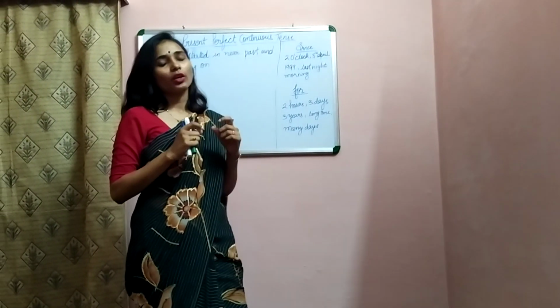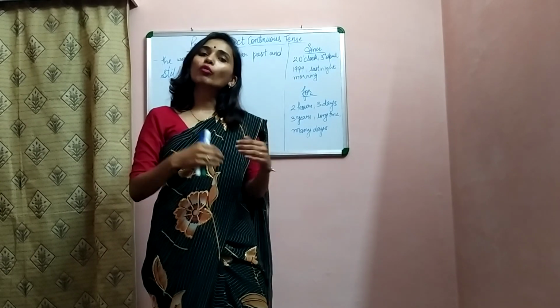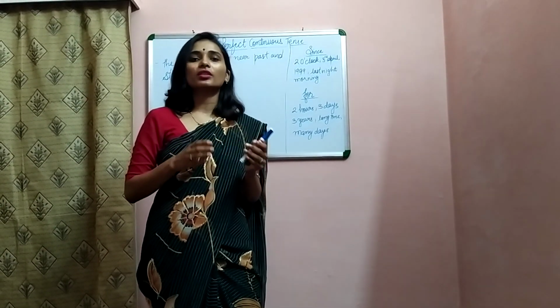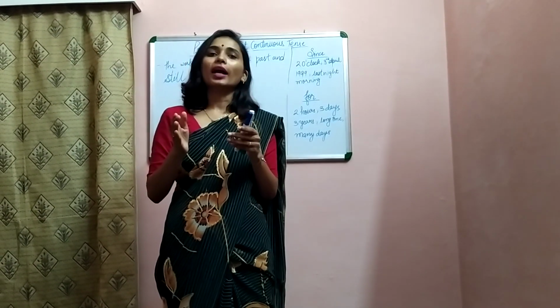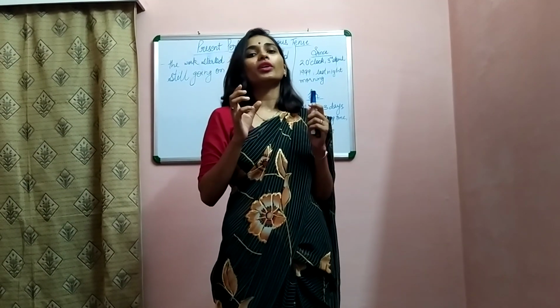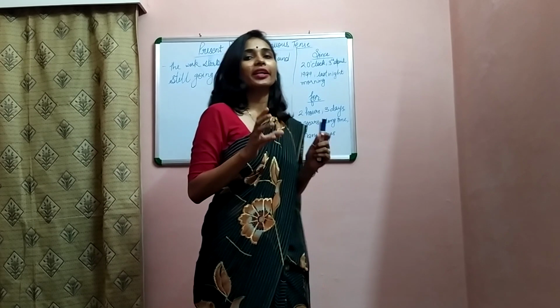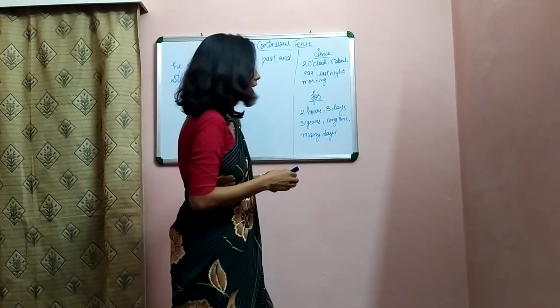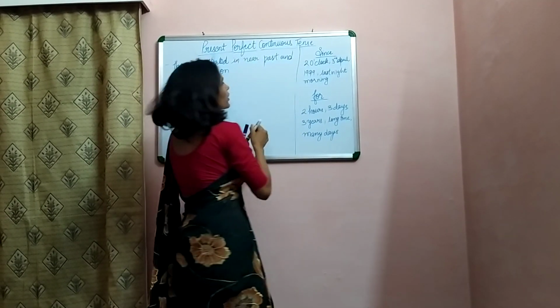So present perfect continuous tense is used when we want to talk about something which started in the near past and is still going on. To talk about these things we need to express them with the help of time expressions, and here we are using two time expressions.